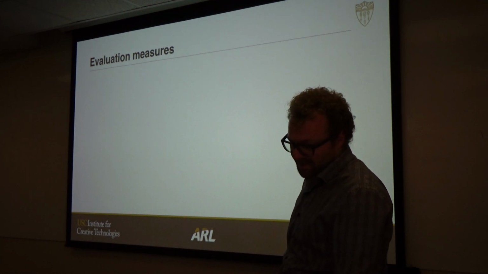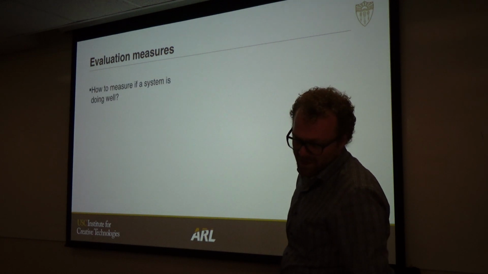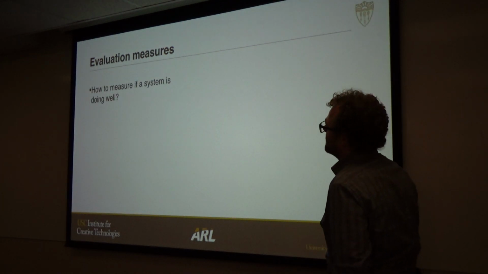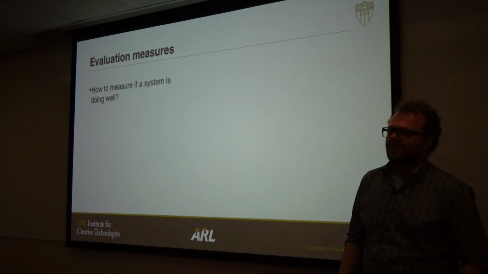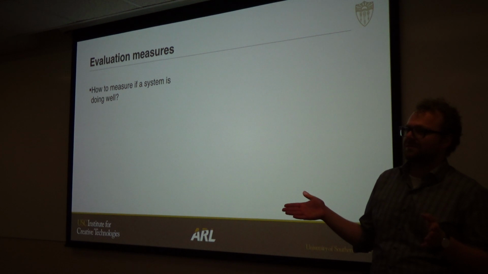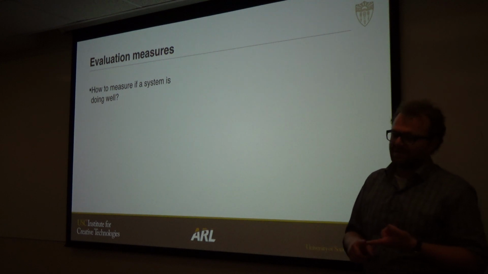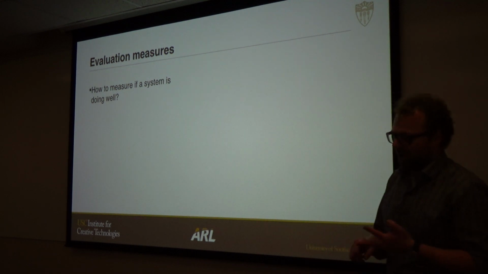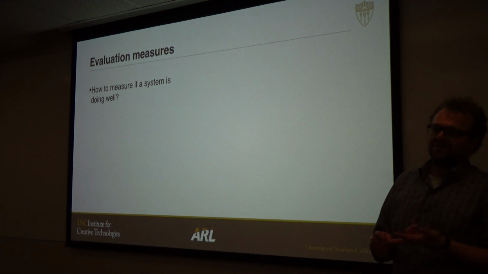Okay, so let's talk about some evaluation measures. So how to measure if a system is doing well. So we had the error metrics before, right? So that was empirical error, like how many times do I make a mistake, right? So that's a way to do it. The opposite of that is how many times is the system doing something right? So that's called accuracy.